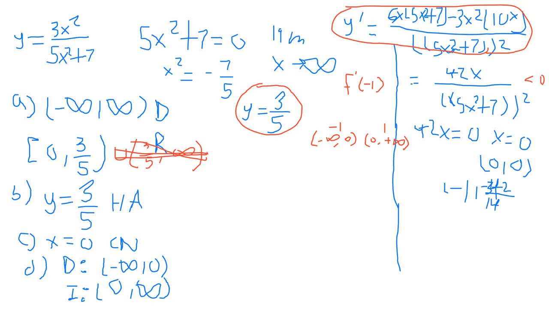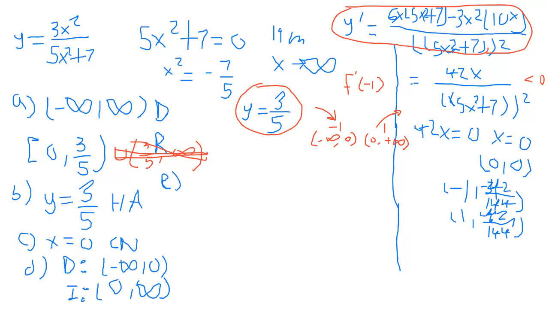Yeah. And then for positive 1, 42 over 144. So right, greater than 0. So the derivative at negative 1 is negative. So we know from negative infinity up to 0, the original function decreases. Same thing for positive, that increases. Okay, good. Keep going. Okay, our next is part E.